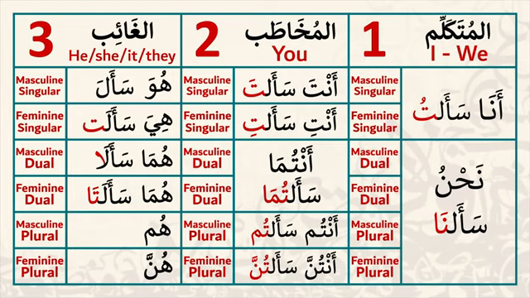The last two, for plural: هم سألوا and هن سألن, by adding واو الجماعة for masculine and نون النسوة for feminine.